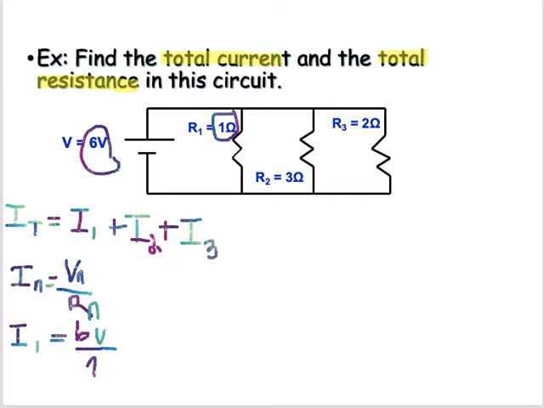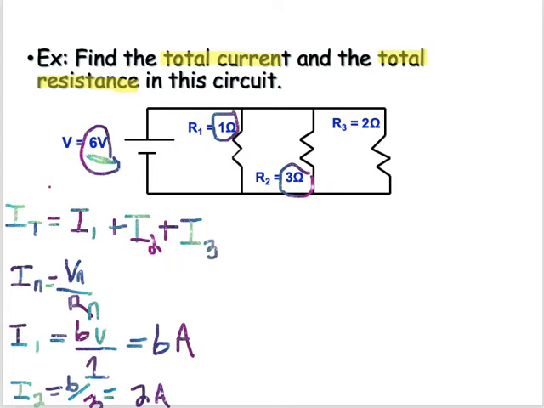So that's 6 divided by 1 equals 6. And the unit for current is A for amperes. So that's 6. All right, let's try the current at resistor 2. So again, same voltage, so that's going to be 6 divided by the resistance at 2, which is 3. 6 divided by 3 is 2 amperes.